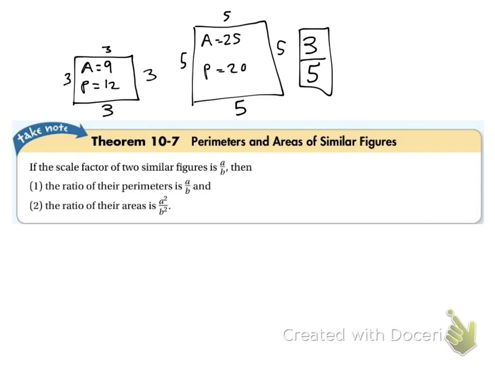If we look at the ratio of their perimeters, 12 over 20, we can divide the top by 4, divide the bottom by 4, and that just gives us 3 over 5, the same as the scale factor. If we look at their areas, 9 over 25, we can't simplify that, but I could rewrite it as 3 squared over 5 squared. So that's where we get these. It says if the scale factor of two similar figures is a over b, then the ratio of their perimeters is a over b, and the ratio of their areas is a squared over b squared.